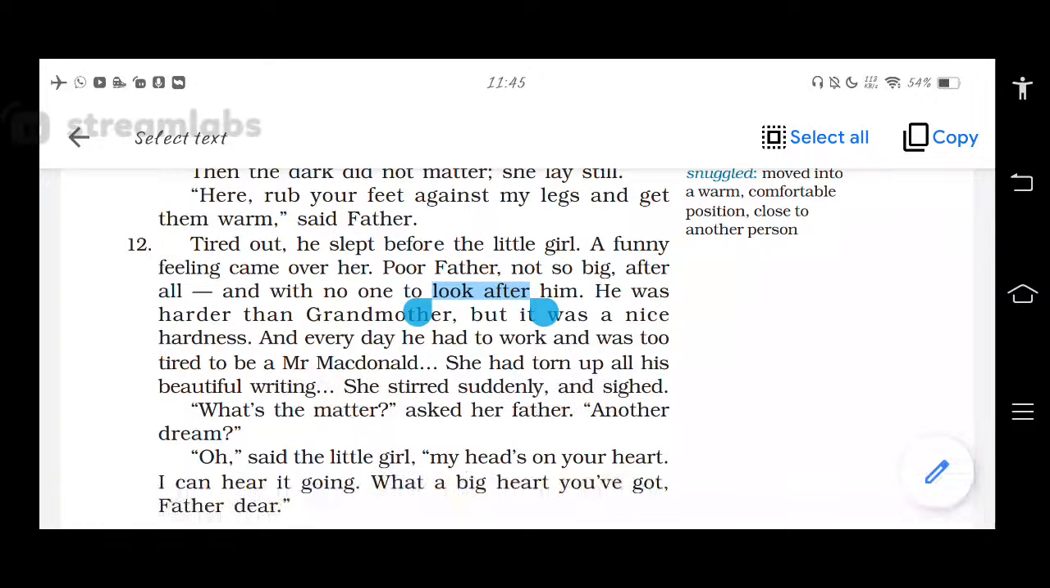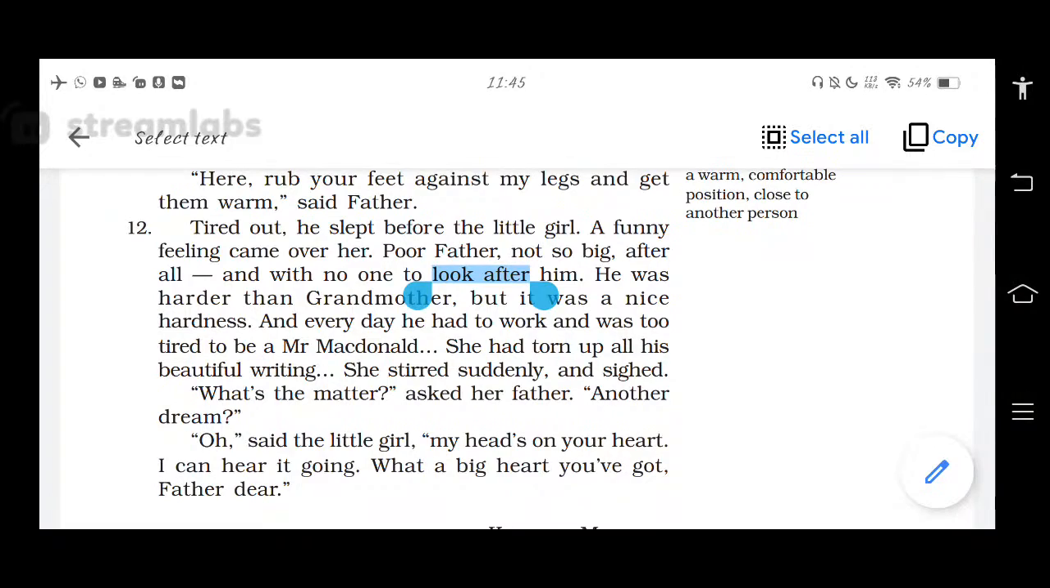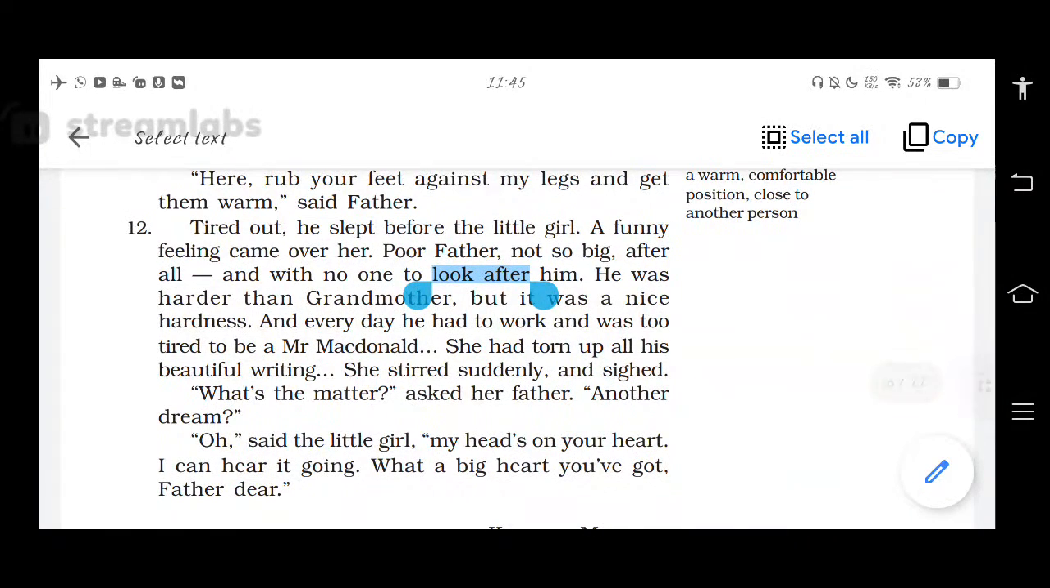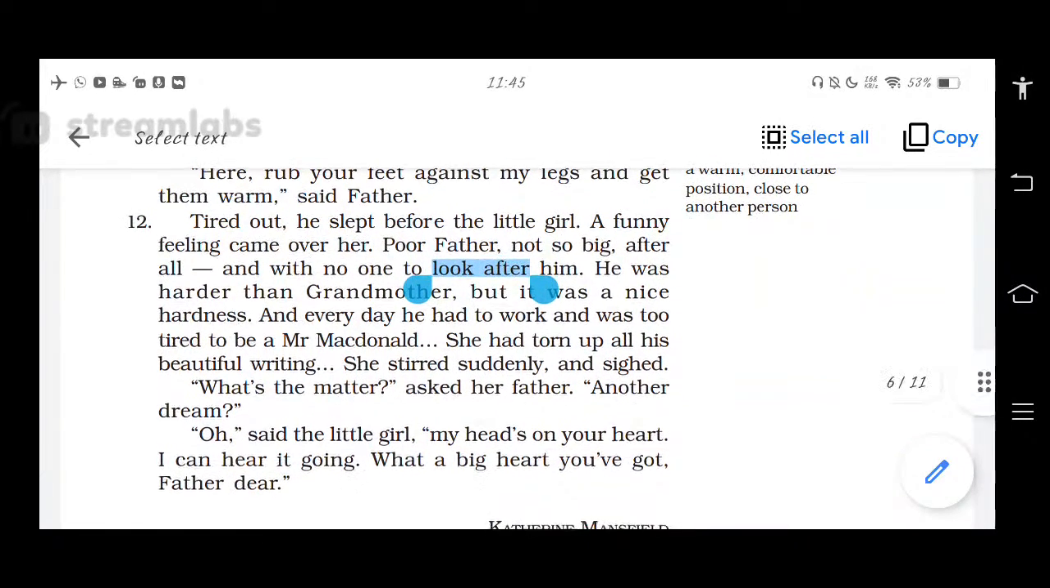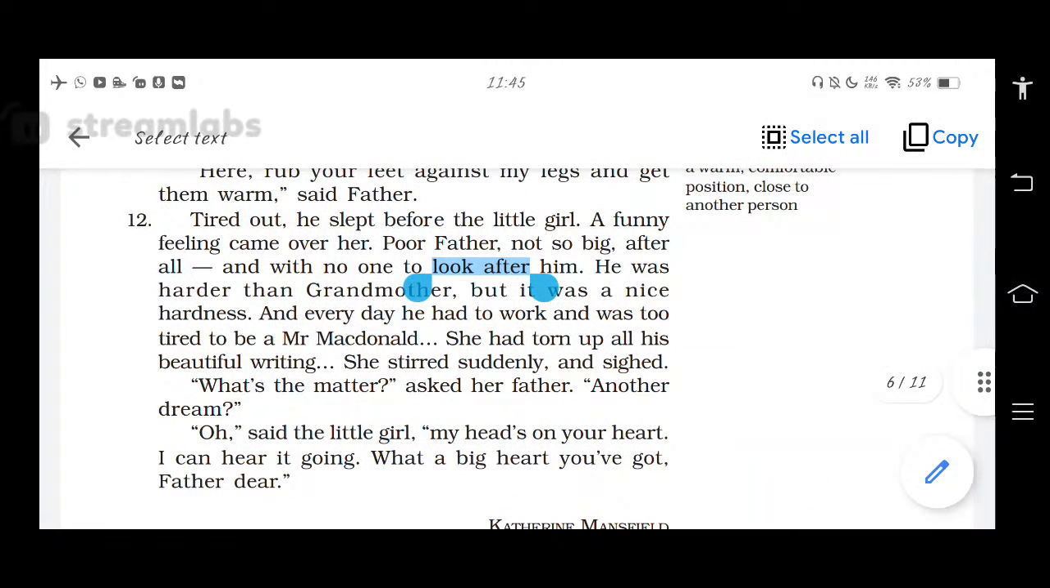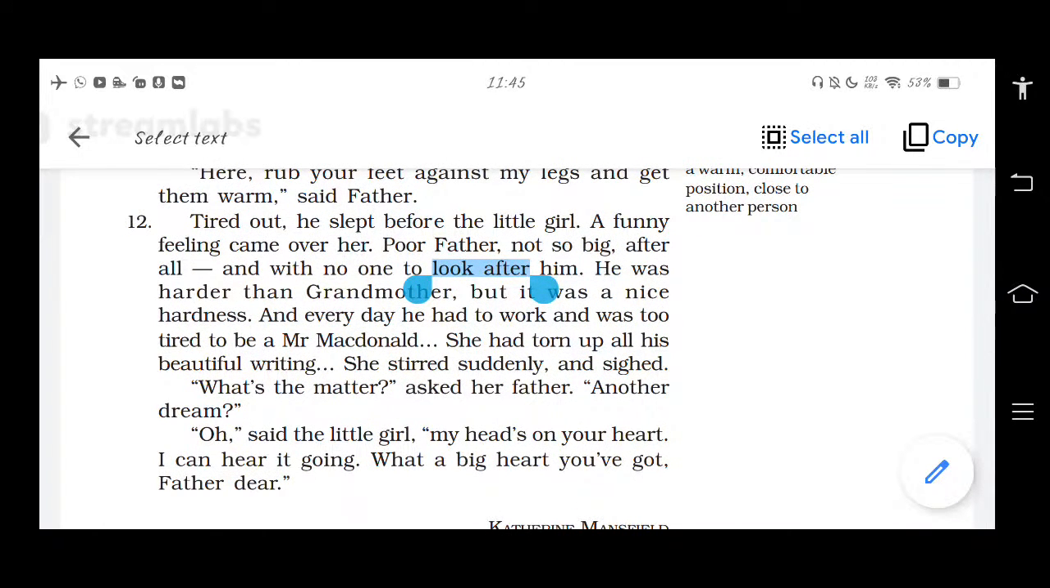Every day he had to work and was too tired to be Mr. McDonald. She had torn up all his beautiful writings. She stirred suddenly and sighed. "What's the matter?" asked her father. "Another dream." So here when the girl was sleeping with her father very comfortably, she thought that her father was very huge in size, but actually he is not so huge. And she thought that her father is very hard, but actually he is not very hard, because she understood all these things, as there is nobody to look after, to take care of him.